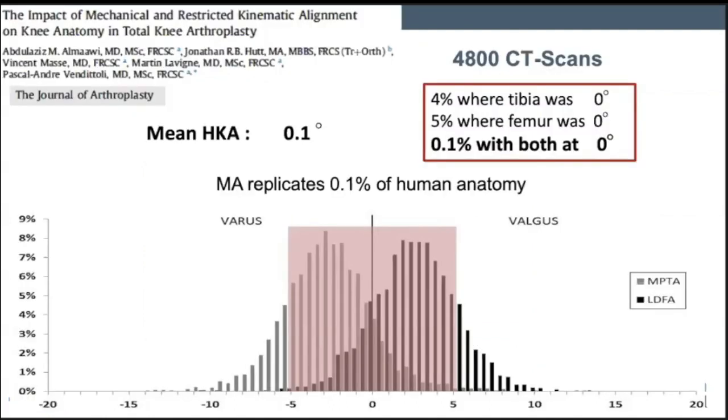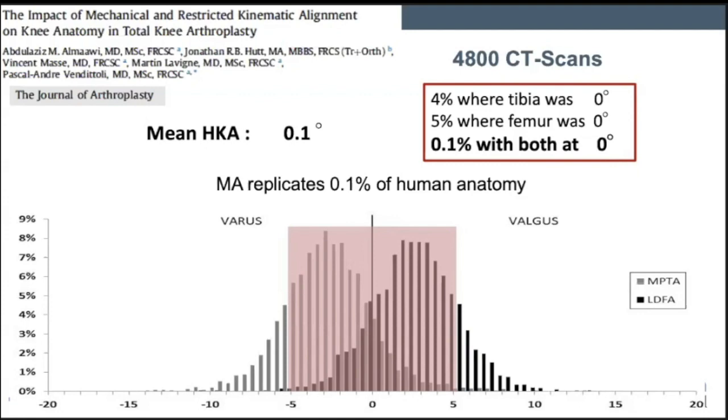Interestingly, we looked at a population of 4,800 patients waiting for a total knee replacement. We looked at 3D reconstruction of their lower limb CT scan. And the mean hip-knee-ankle angle was very near neutral, 0.1 degree, so similar to the mechanical alignment goal.